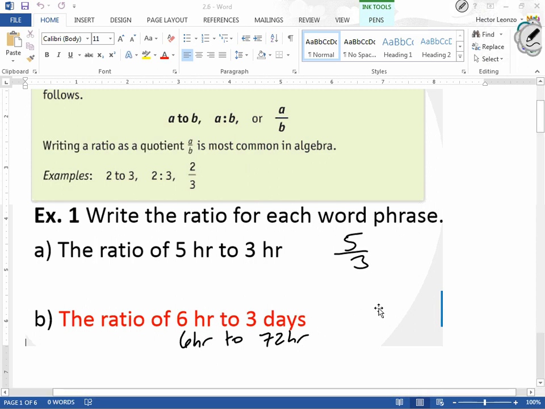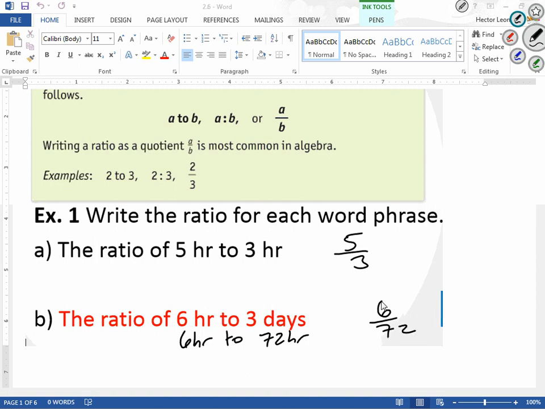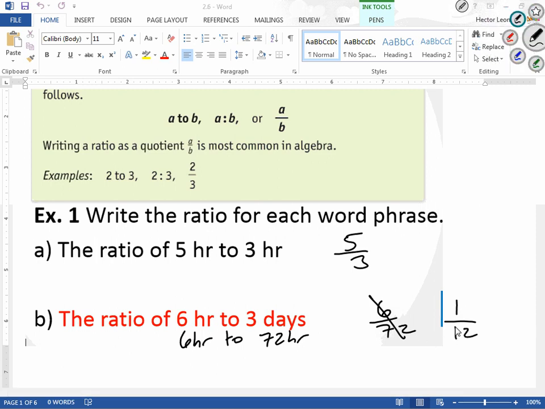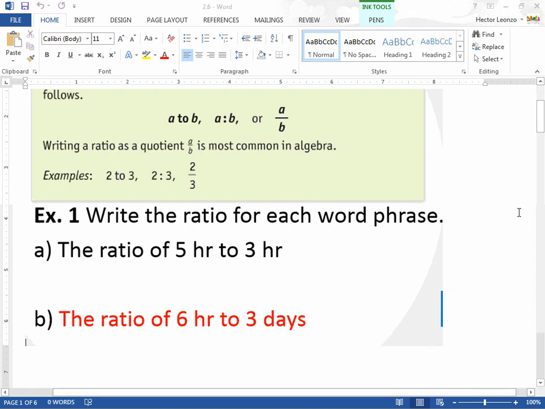So to begin with, I'm going to write 6 over 72. Remember, same measurement. Then if you can simplify the fraction, please do so. In my case, I'm going to divide each by 6. So I have a 1 on the top, and 72 divided by 6 gives me 12. So my answer is 1 over 12. Once again, with ratios, make sure they have the same measurement.